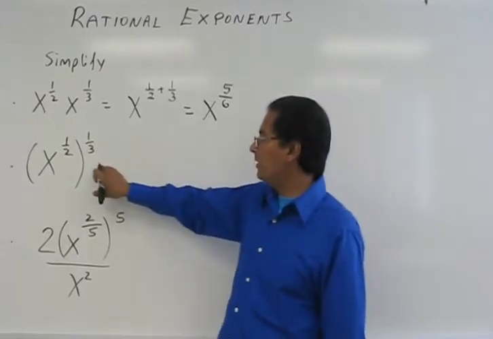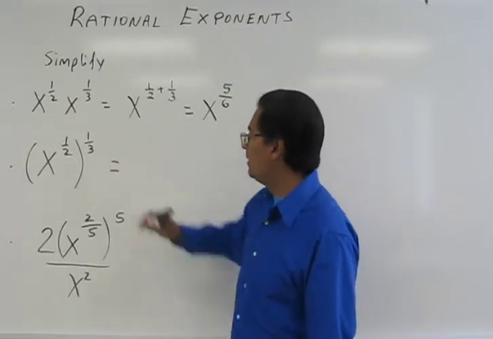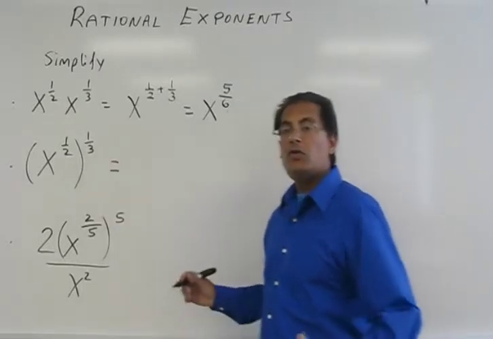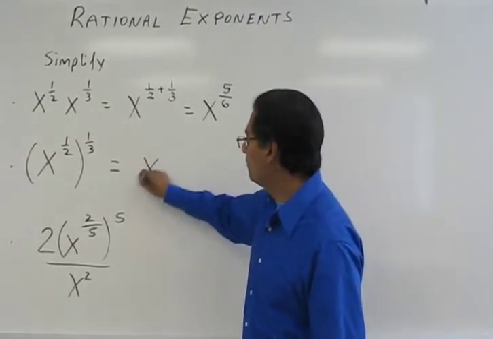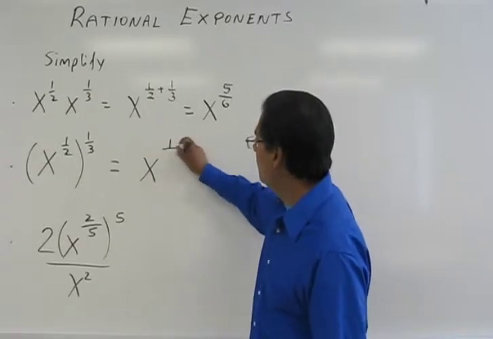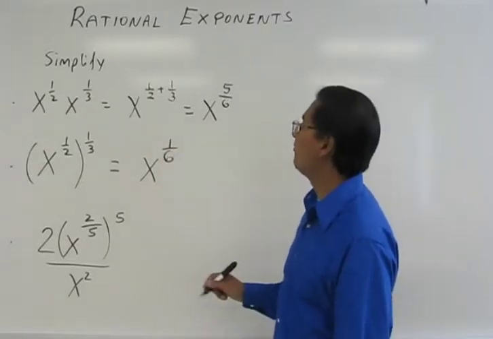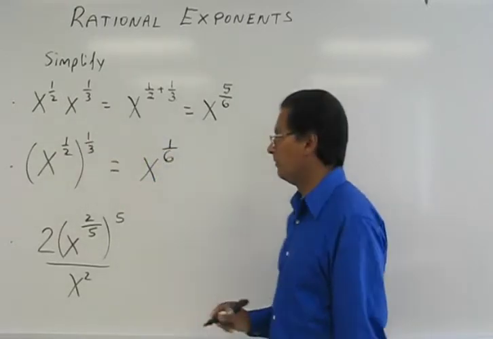Here we have x to the 1/2 raised to the 3rd. So what do we do? When you have an exponent to an exponent, you multiply the exponents. So this is going to be x to the 1/2 times 1/3. 1/2 times 1/3 is 1/6. So notice the difference here. Here we multiply the exponents. Here we add the exponents.